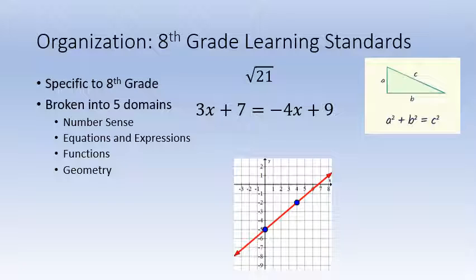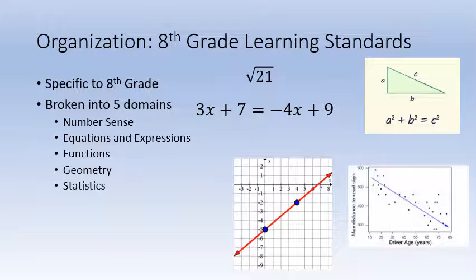Geometry focuses on such topics as volumes of cones, cylinders, and spheres, Pythagorean theorem, such as in the image shown on the right, as well as angle relationships and geometric transformations. Statistics focuses predominantly on two-way tables as well as correlation and scatter plots.